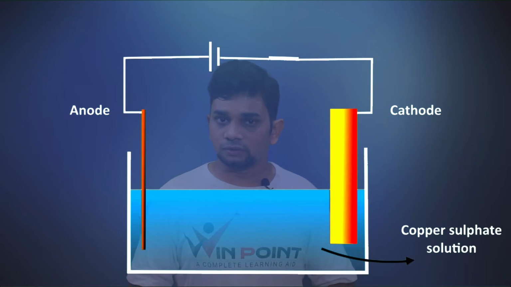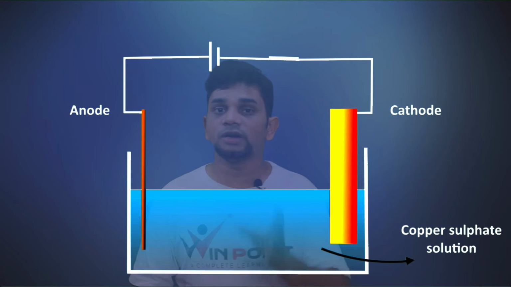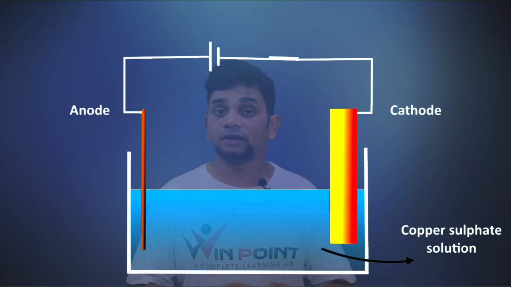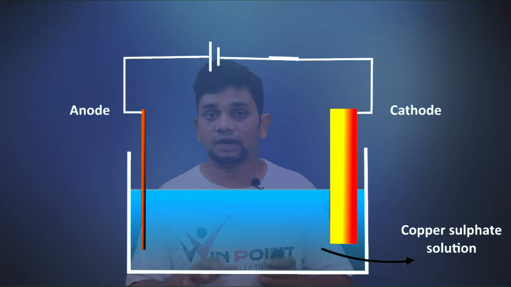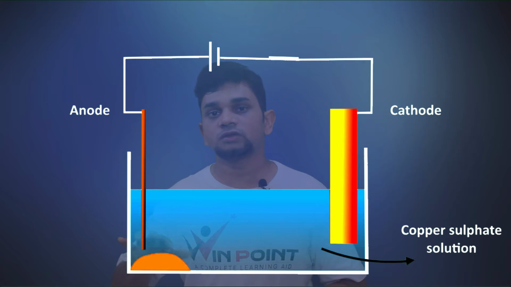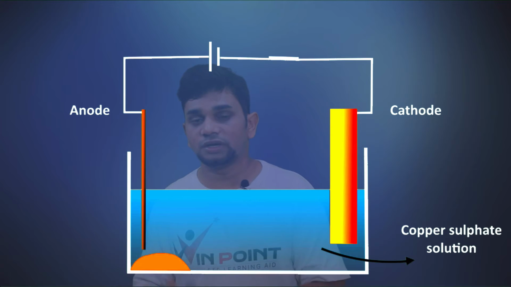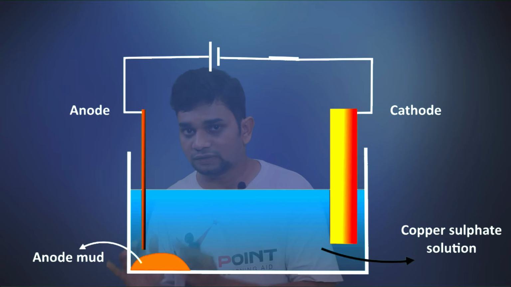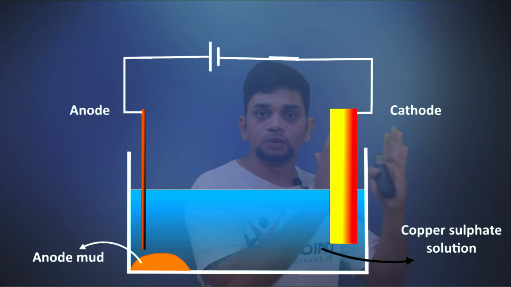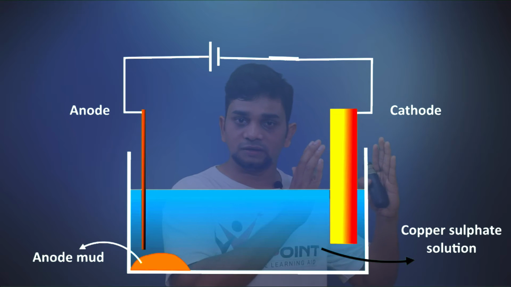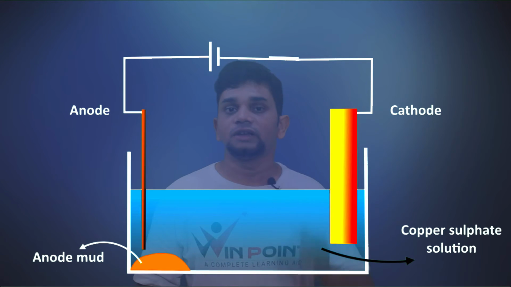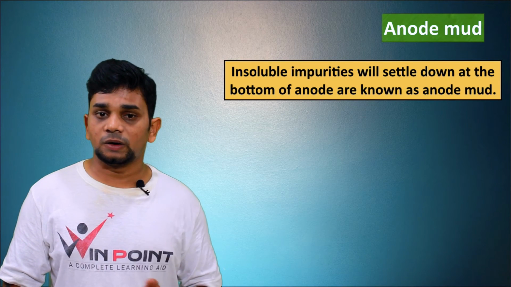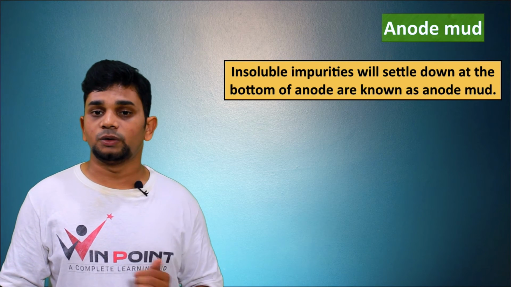If the anode is dissolving into the solution, there are two types of impurities: soluble impurities and insoluble impurities. Soluble impurities will dissolve into the solution, but insoluble impurities will deposit at the bottom of the anode. Here you can see the insoluble impurities. These insoluble impurities are known as anode mud. Here we are getting pure copper. The thickness of the copper has increased. This method is known as electrolytic refining. Anode mud: the insoluble impurities that settle down at the bottom of the anode.